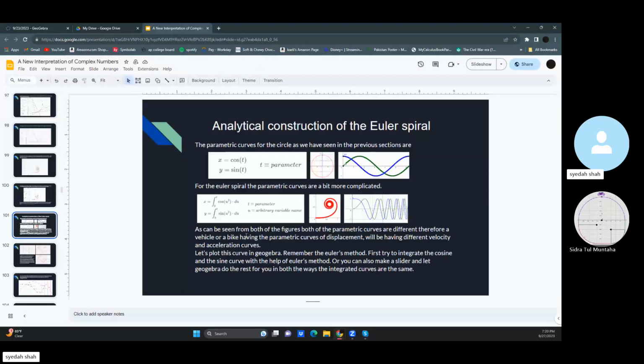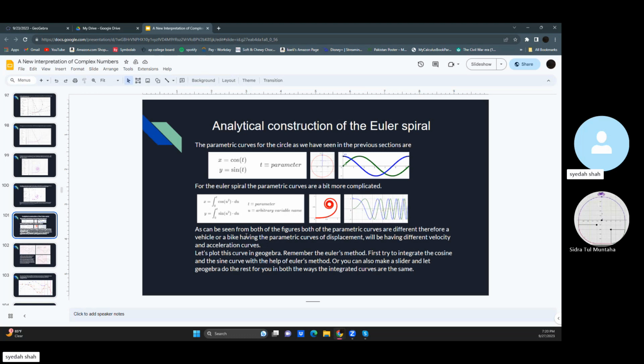Okay. The parametric curves for the circle, as we've seen in previous sections, are x equals cosine t and y equals sine t, with t being the parameter. For the Euler spiral, the parametric curves are a bit more complicated. x equals the integral from 0 to t of cosine u squared du, y equals the integral from 0 to t of sine u squared du, where t is the parameter and u is the arbitrary variable name.